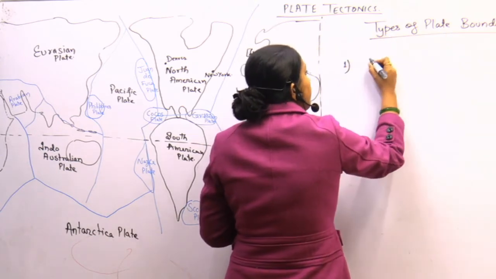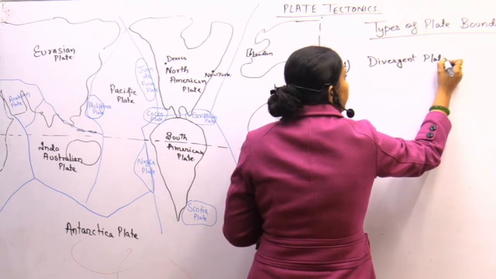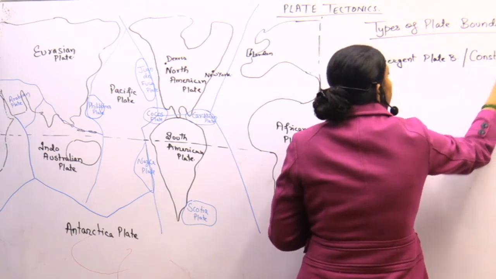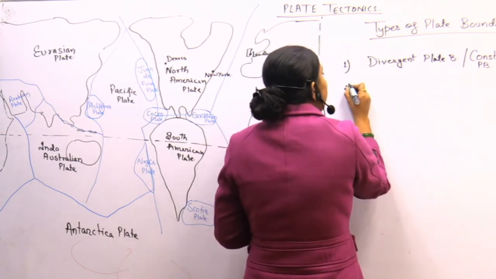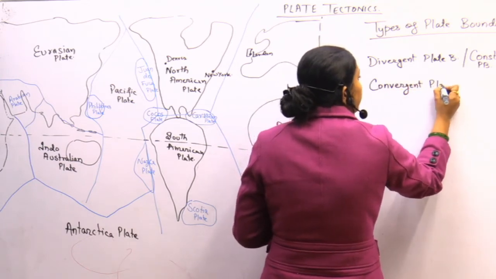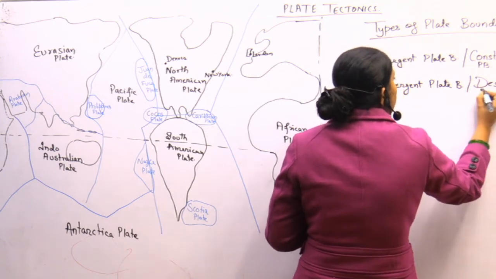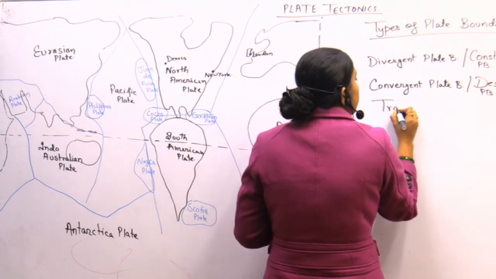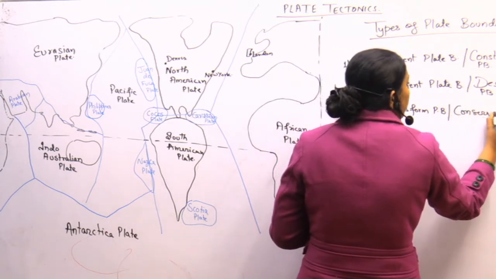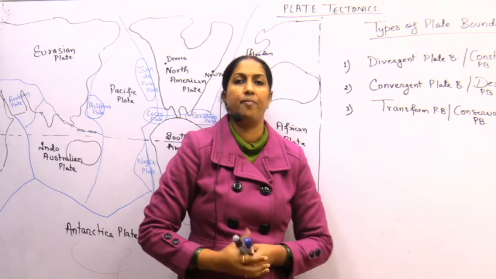Types of plate boundaries. First is the divergent plate boundary or constructive plate boundary. Second is the convergent plate boundary or destructive plate boundary. And third is the transform plate boundary or conservative plate boundary. These all are the different types of plate boundary.